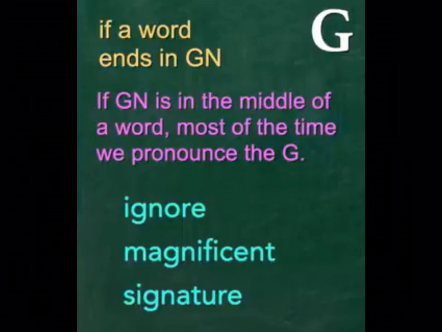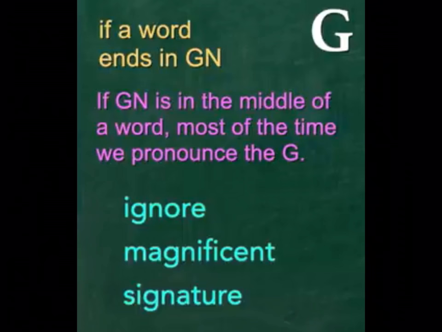Again, be careful if GN is in the middle of a word. Most of the time we do pronounce the G. For example, ignore, magnificent, and signature. Again, if GN is in the middle of a word, most of the time we do pronounce the G. Like ignore, you hear the G. Ignore, magnificent, signature. You do hear the G when I'm pronouncing these words.